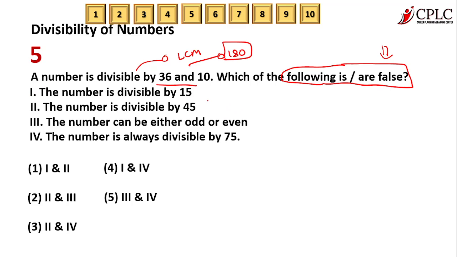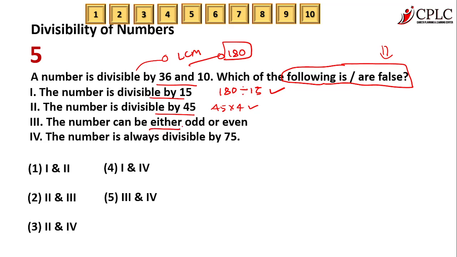So the first statement is the number is divisible by 15. You check whether 180 is divisible by 15 or not. Yes, it is divisible by 15. Similarly, the number is divisible by 45. Yes, 45 fours are 180. So the number is divisible by 45 also. So this is also a true statement.